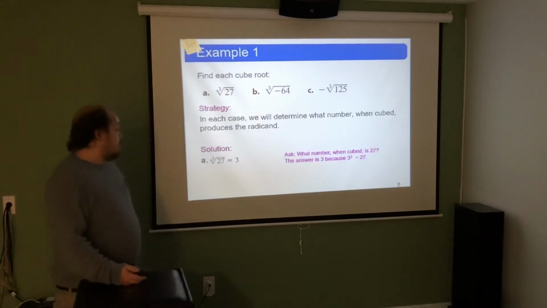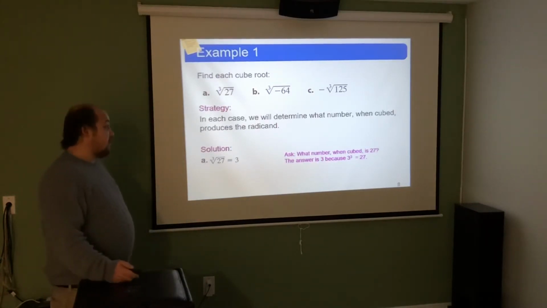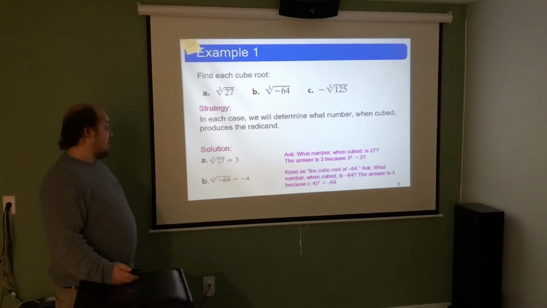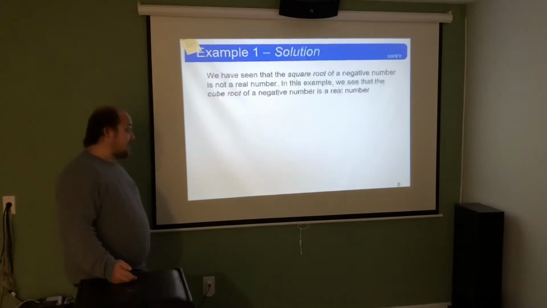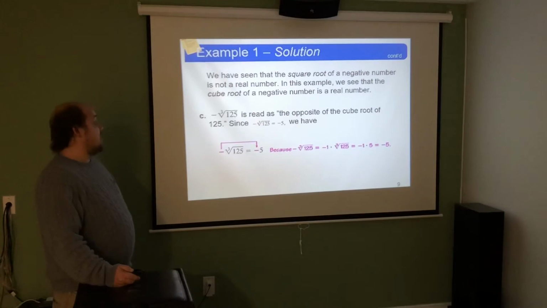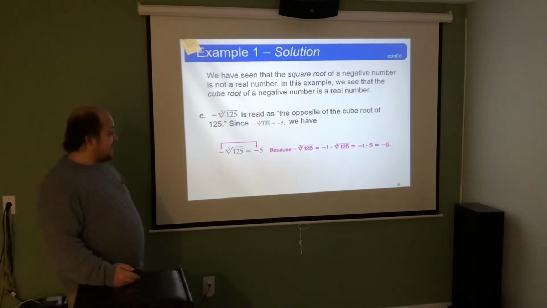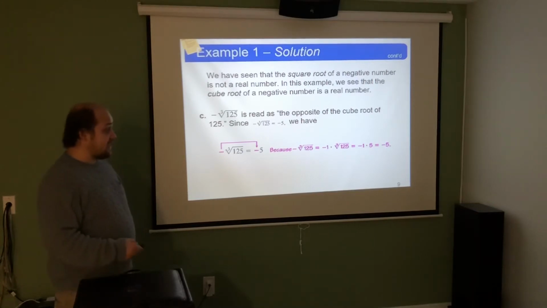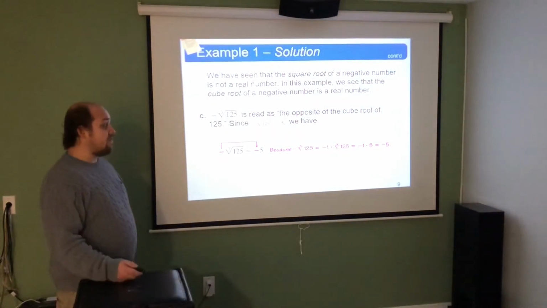So for the cube root of 27, it equals 3, because we asked what times itself 3 times equals 27, and the answer is 3 times itself 3 times. For the cube root of negative 64, we get negative 4 for the same reason. And then the negative 125 becomes a 5 times that negative becomes negative 5. They show here that you can see it as really a negative 1 that's taken out, times the cube root of 125, or negative 1 times 5 is negative 5.